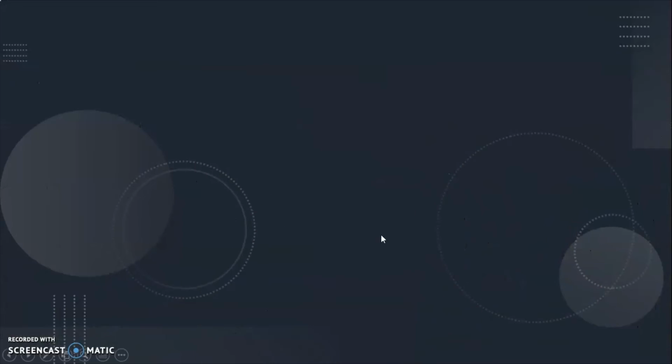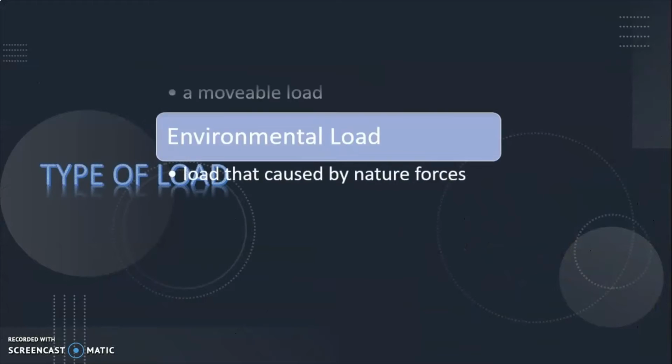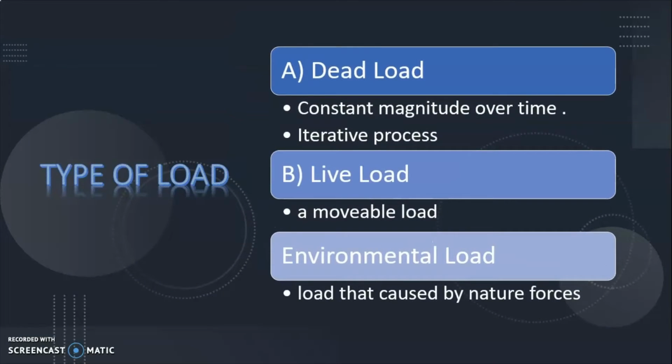Firstly, I would like to explain generally what types of load are basically acting on a structure. Firstly is dead load. Dead load is a structural load that has constant magnitude over time. That means dead load is permanently attached to the structure. An example of dead load is the self-weight of a structure, like beams, columns, and many other members. The procedure of determining the dead load in a structural member is an iterative process.